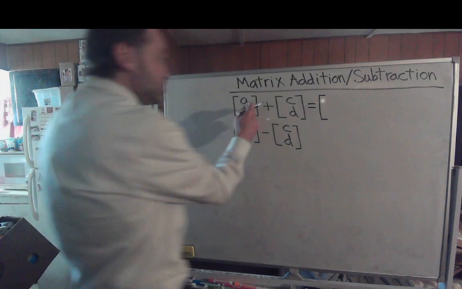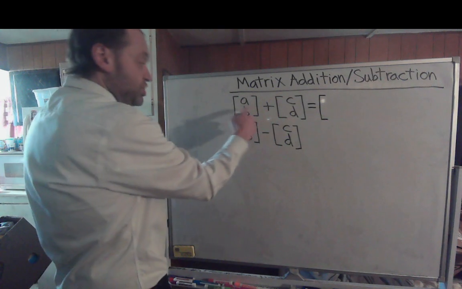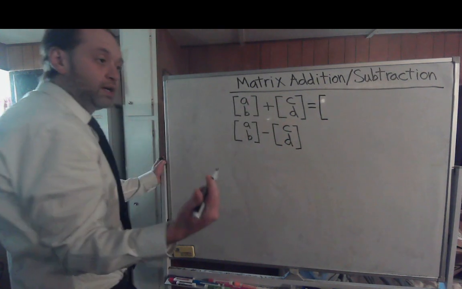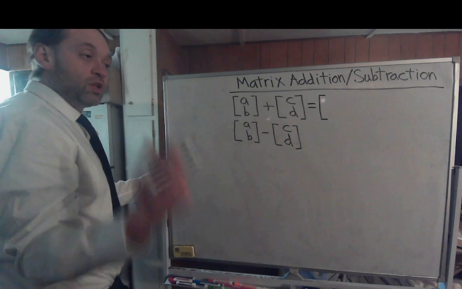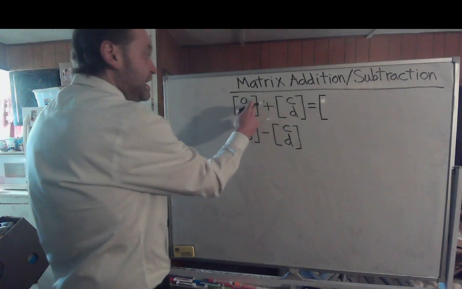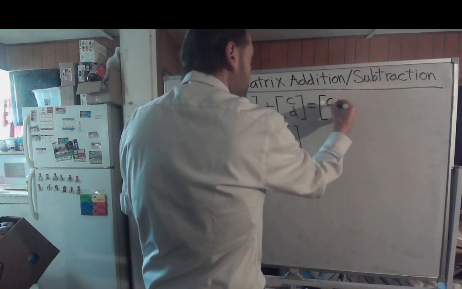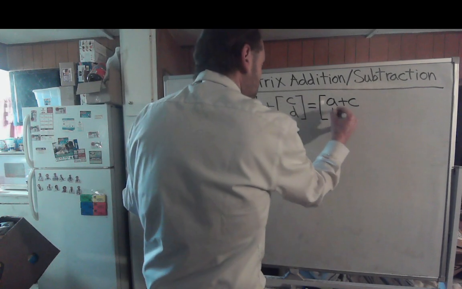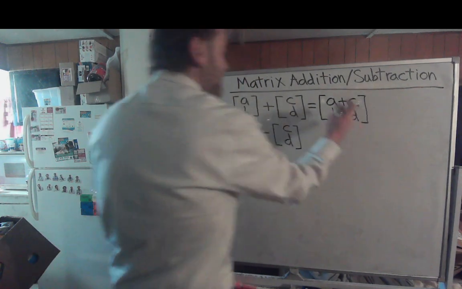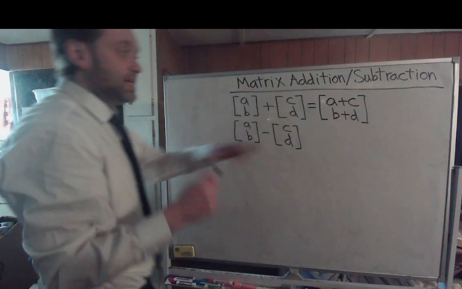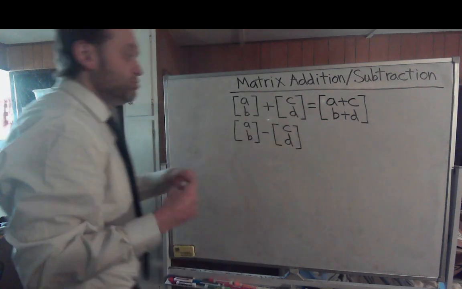So that's going to work. If I have a 2 by 1 plus a 2 by 1, I should also get a 2 by 1 matrix for my answer. And all I'm simply going to do is add the A and the C together. You add the corresponding entries, and then I would add B and D together. So you simply add the corresponding entries together in each matrix and you get your new matrix.